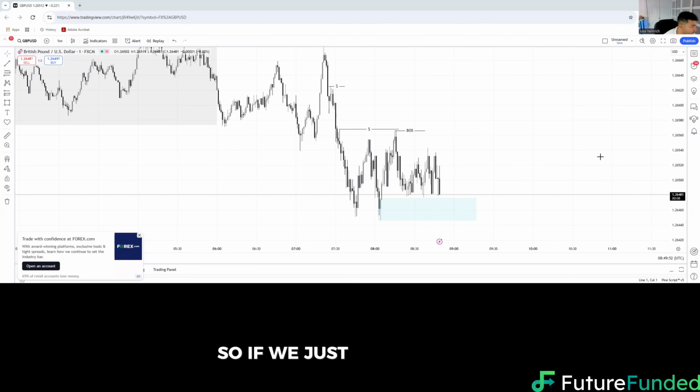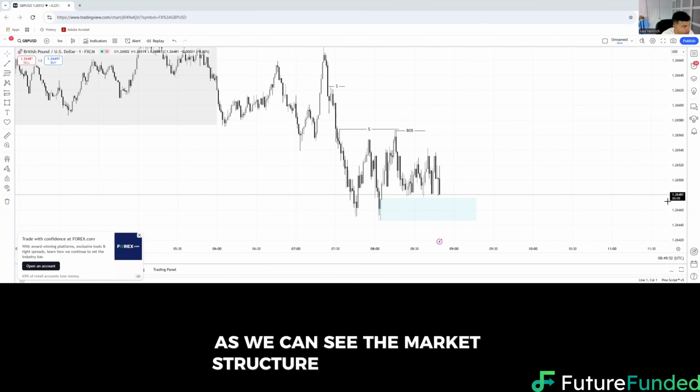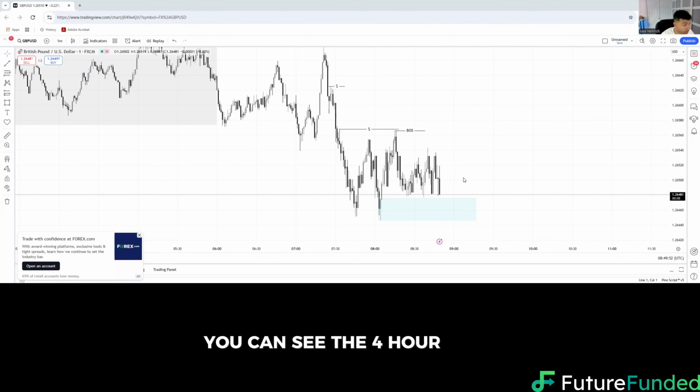Okay, so if we just get into this, as we can see, the market structure on EU is bearish. We're in a daily and 4-hour bearish range. You can see the 4-hour high labeled right here and the 4-hour low down here.